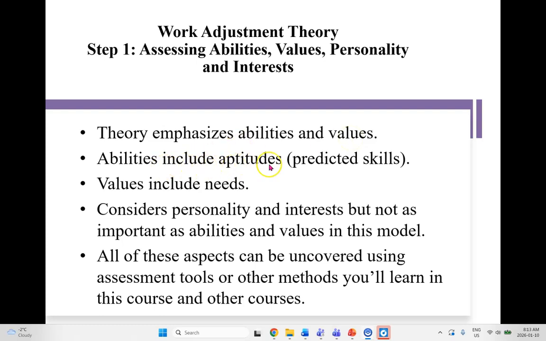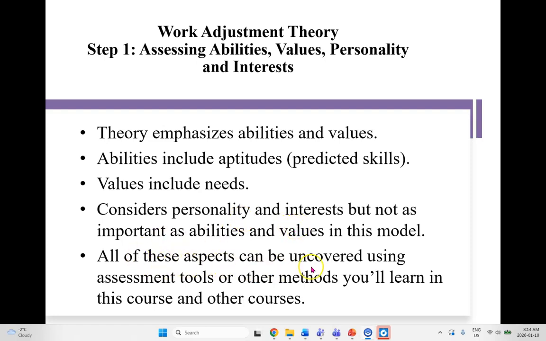Abilities can include aptitudes or predicted skills or current skills that they may have. Values include needs for satisfying certain guiding principles that are important to the individual. We'll talk about that in a moment. The theory also considers personality and interests, but in this model, these are not emphasized as being as important as abilities and values.